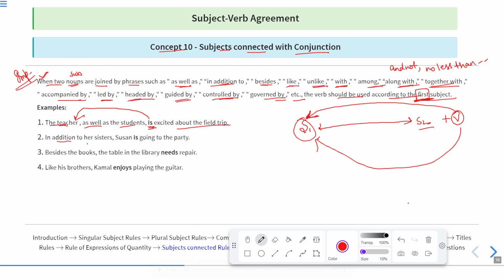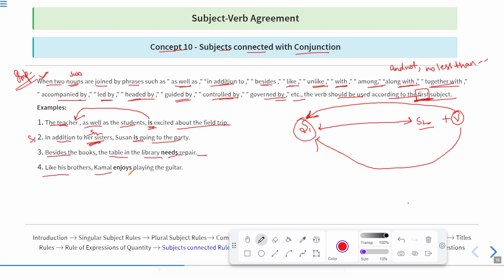In addition to her sisters, Suzanne is going to the party. Now here, after in addition to, we have the second subject, and Suzanne is the first subject accordingly. That is why we have used is. It means the subject which is after the phrase, we will not consider, but the one which is before the phrase, we will consider to put the verb. Besides the books, the table in the library needs repair. It means books also need to be repaired, but here the table in the library needs repair.